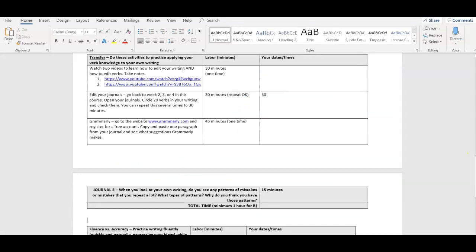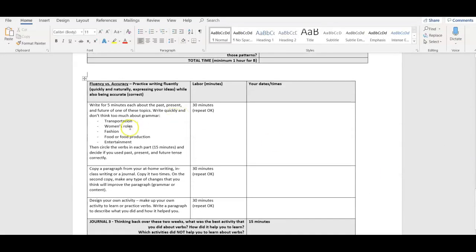Okay, so for these activities, there's a writing prompt where you just write for 5 minutes about the past, present, and future of one of these topics. Write quickly, don't think too much about grammar. And then for 15 minutes after that, you can circle the verbs and check if you used them correctly. You can also copy a paragraph from your at-home writing, in-class writing, or a journal. Copy it 2 times. On the second copy, make any changes you think will improve it.